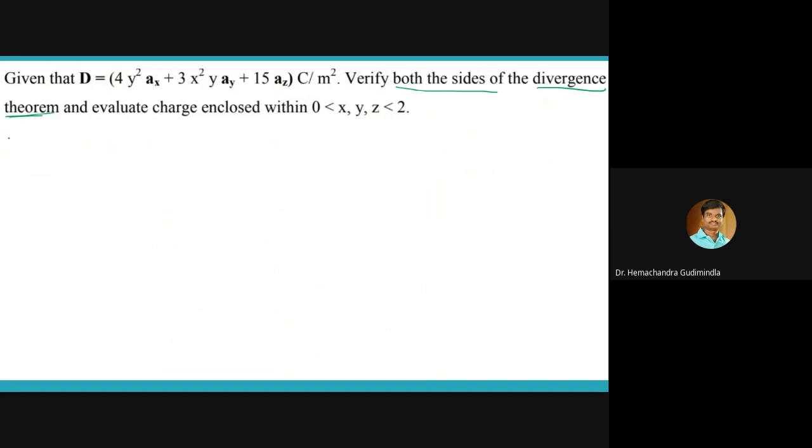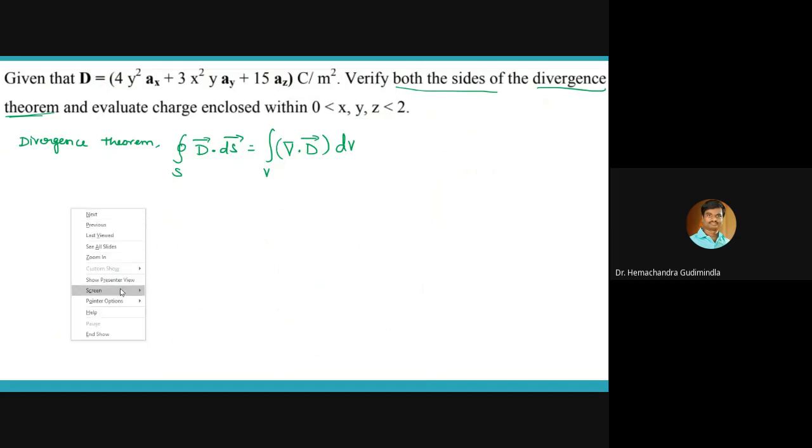So now you need to recall what is the divergence theorem. The divergence theorem gives the relation between surface integral and volume integral, that is, the closed surface integral. Here, for the vector D bar, the closed surface integral of D bar dot dS bar is equal to the integral over volume of del dot D bar into dv. So we need to calculate both sides for verifying the divergence theorem.